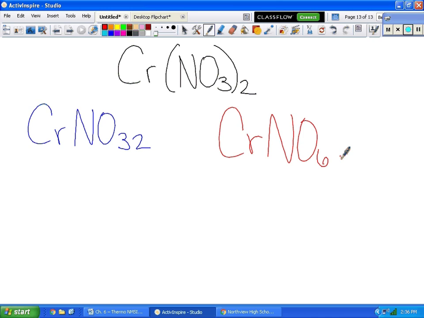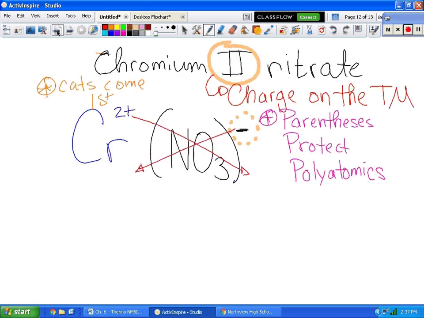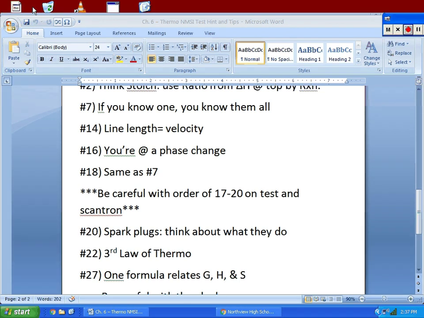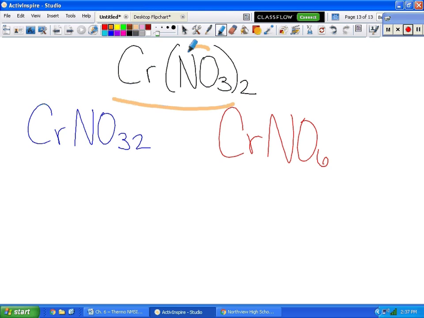And the second one, the one in red, where did I come up with that 6 from? I just multiplied it. But here's the problem. Go back and look at the name. The name of this thing is chromium 2 nitrate. Is NO6 nitrate? No, nitrate is NO3. Okay, but like if I called Massimo Bob, that's not Bob. That doesn't match the name. So that's kind of what's going on there. So that's the wrong answer. We use parentheses again to protect what's inside of it.